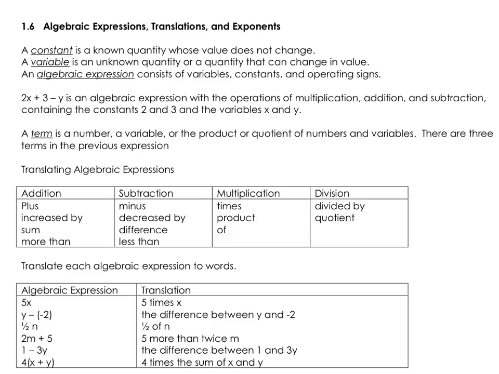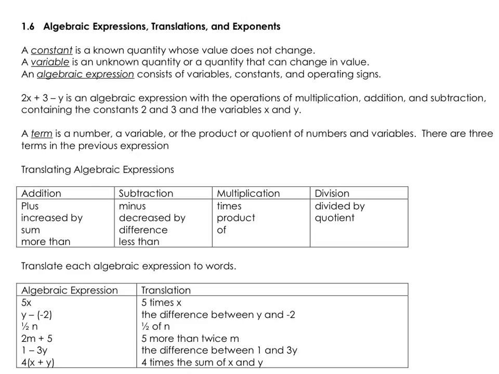Section 1.6, Algebraic Expressions, Translations, and Exponents. A constant is a known quantity whose value does not change. A variable is an unknown quantity, or a quantity that can change its value. An algebraic expression consists of variables, constants, and operating signs.